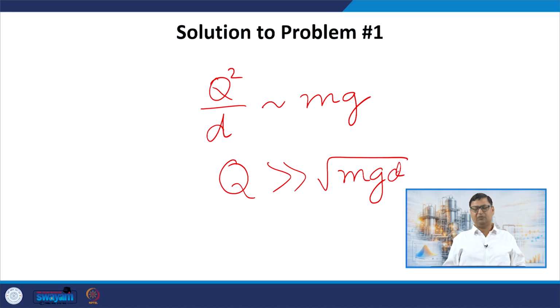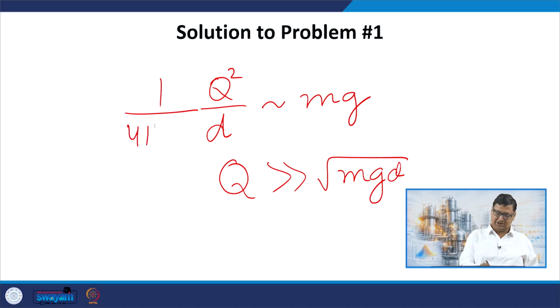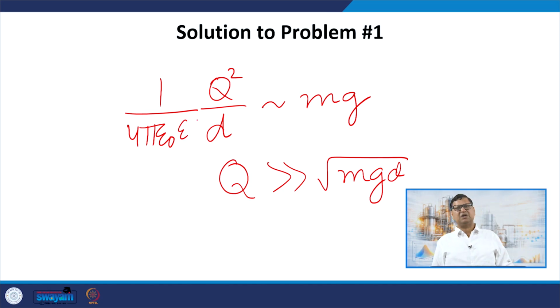mgd with whatever prefactor that we have here, because I told you that the Coulombic force is actually given by something like this, 1 by 4 pi epsilon epsilon, and q square by d, by the way, is the definition of the, not the force but the energy. So, therefore, the force actually is q square by d square, right.